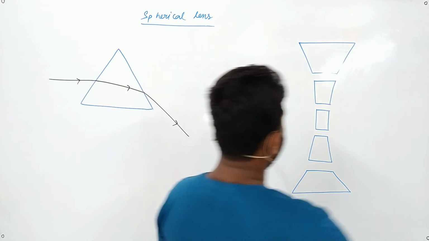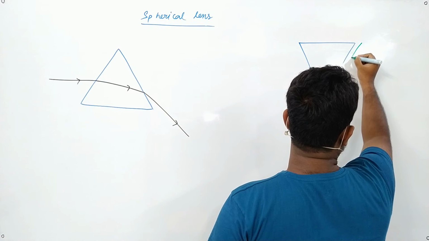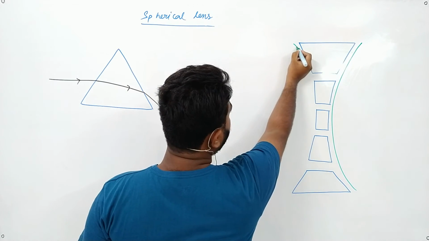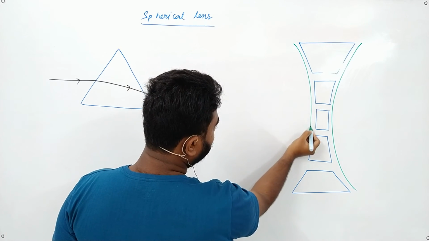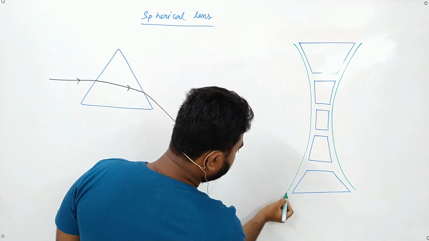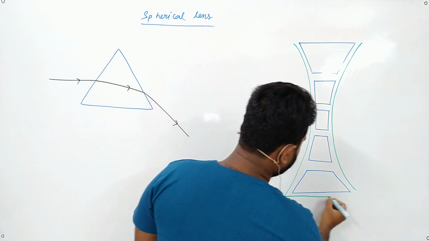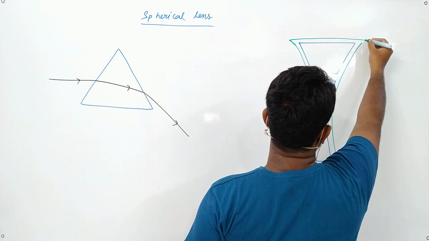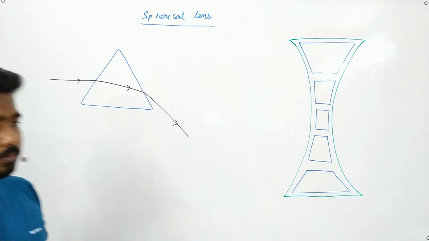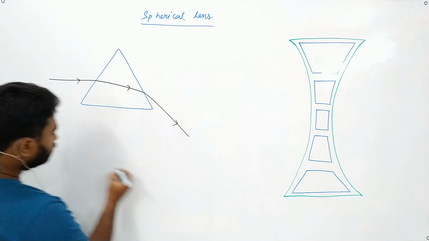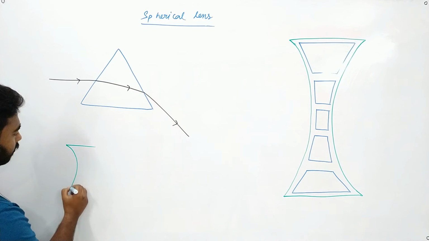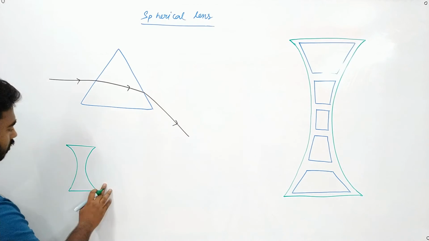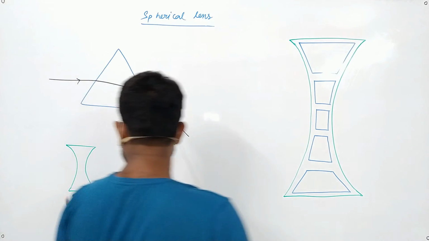Now, can you tell me, if I draw an outline of this one, will it represent a structure like this? Yes, sir. Now, does a structure like this represent a structure like this? Yes, sir. Very good. Okay, so it represents a structure like this one.